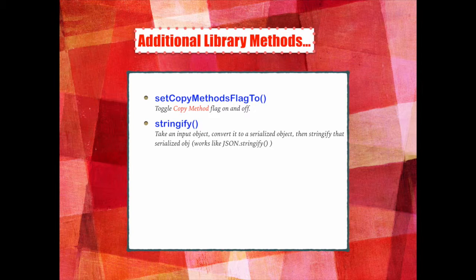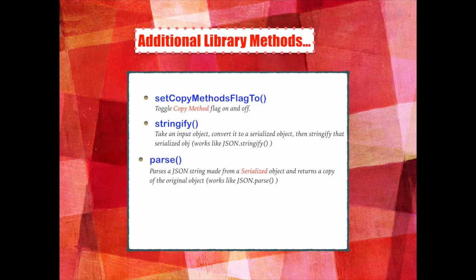Next method is stringify. This works just like the JSON.stringify method, except you can pass in a JavaScript object that JSON.stringify would normally choke on. So this takes the input of your object, converts it into a serialized object, then it stringifies it, and of course you can use it with the parse method, which works much like the JSON.parse. The thing that's different here is that this parse method is looking for a JSON string that was created from a serialized object.